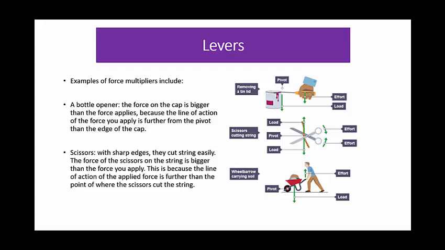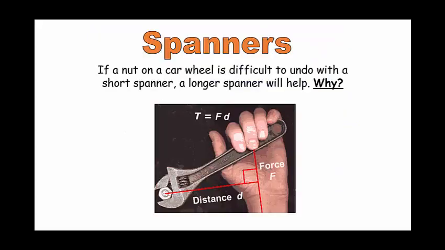Similarly, scissors. If they've got sharp edges, they cut easily, but that's not just because the edges are sharp. The force on the scissors that we create is smaller than the force that's being applied by the blade because we apply our force further away from the pivot than the object we're cutting.